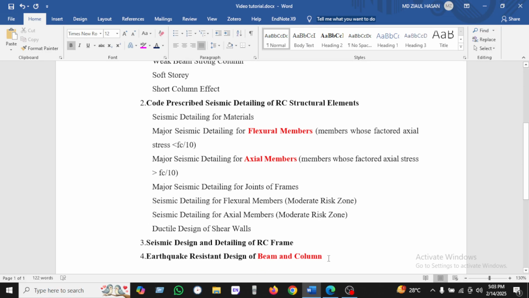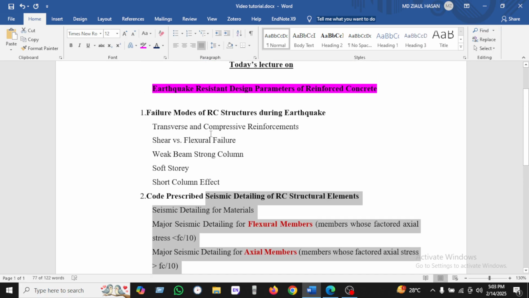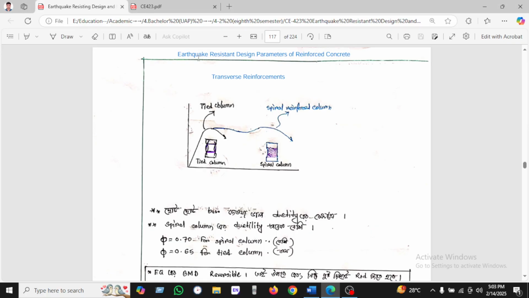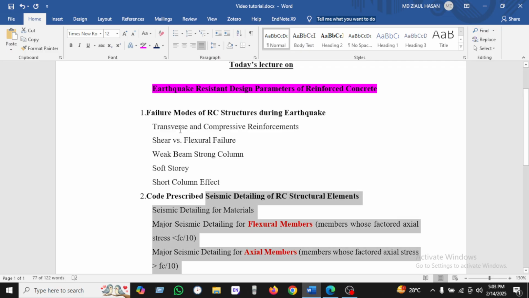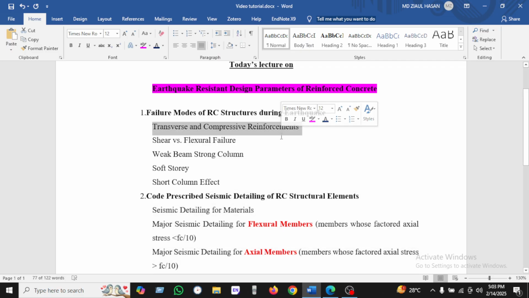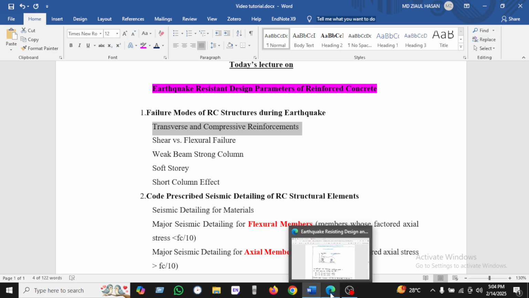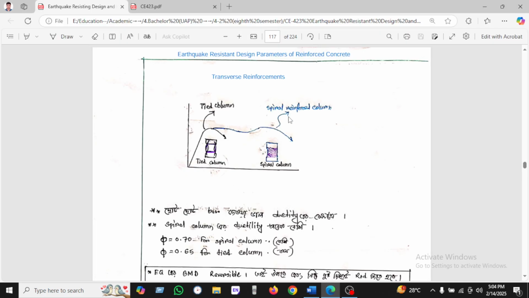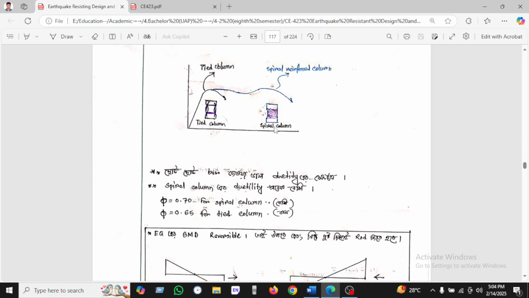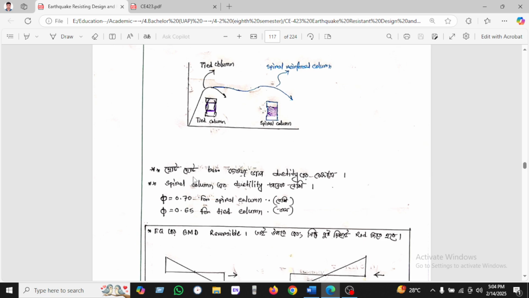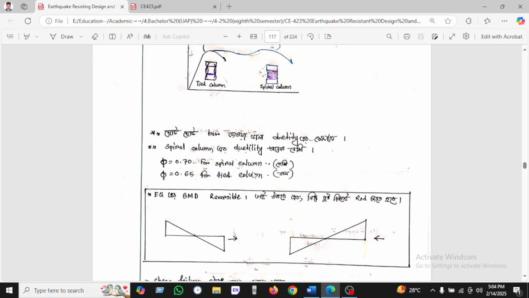So let's see this portion. Let's start. Earthquake resistance design parameter. We can see the transverse parameter. At first I will show transverse versus compressive reinforcement. We can see tied column and spiral column. Spiral column gives a lot more strain capacity compared to the tied column, and that's why we use the spiral column.